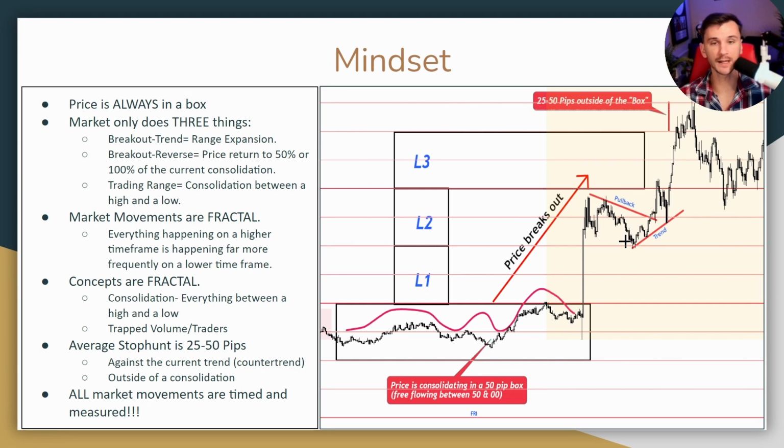They're stop hunting against people who have the trade correct but have timed it incorrectly or have brought their stops up too aggressively to break even, and they are now inducing people to take the other side of the trade. That is the purpose of a stop hunt or a pullback, and that is going to, on average, be 25 to 50 pips. And finally, a very important mindset piece to have is that all market movements are timed and measured. That is why we use this system of identifying strike zones, because everything is measured.